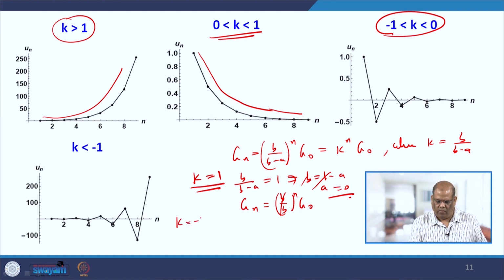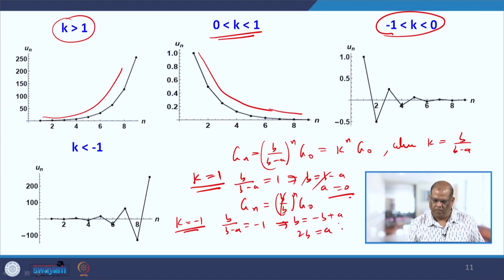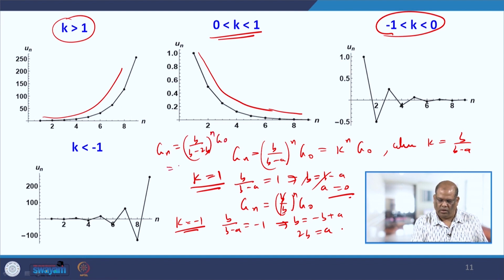And when your k is equal to -1, then b by b minus a equals -1. This will give b equals minus b plus a, or 2b is equal to a. So, if you substitute it here, you will get Gn equal to, since a is 2b, b by b minus 2b whole to the power n into G0. So, this gives -1 whole to the power n G0. So, your Gn will alternately become minus G0 and plus G0 period after period. For n equal to 0, it will be G0, for n equal to 1, it will be minus G0. So, it will be a periodic kind of motion between minus G0 and plus G0.